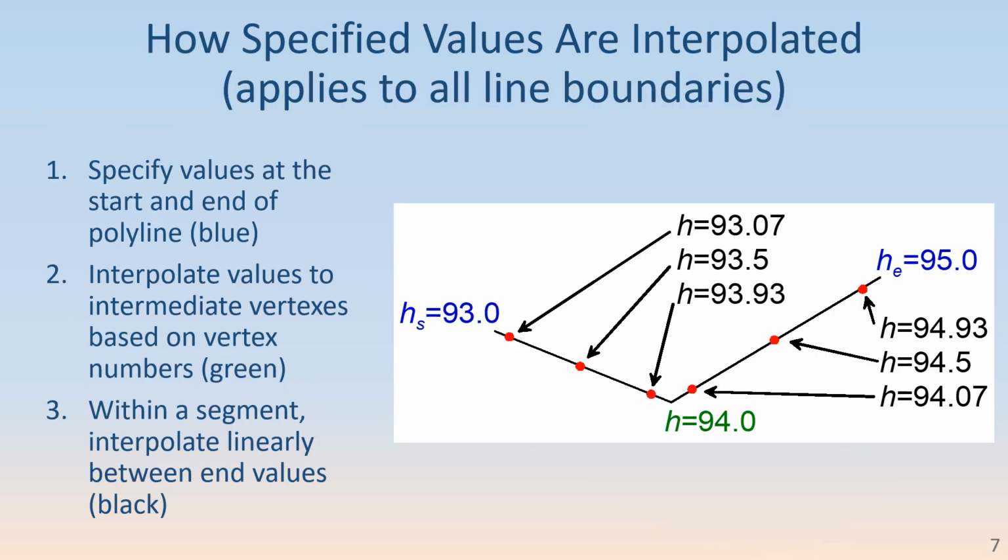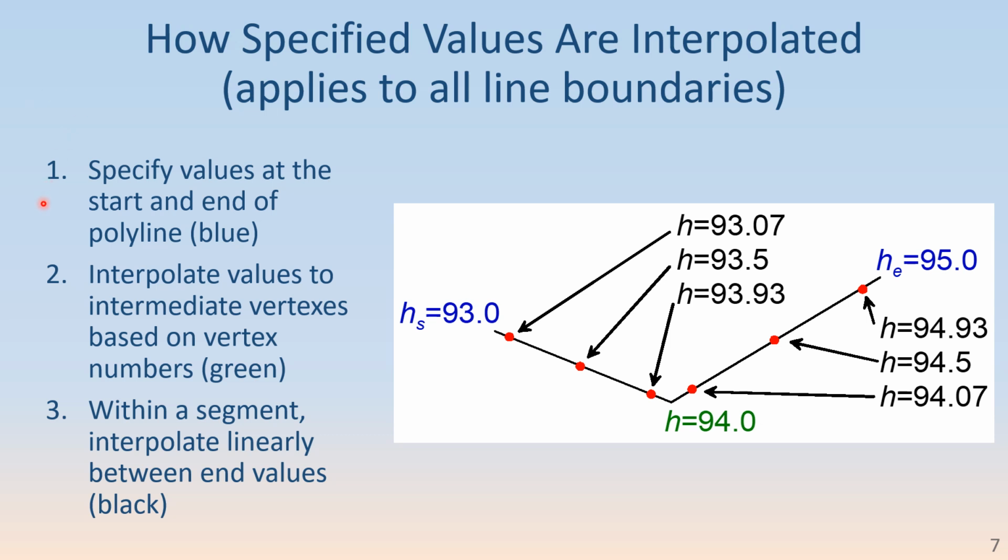In the input for various line boundaries in Anaqsim, you typically specify a value at the beginning of a polyline that forms the line boundary and at the end, the starting and the end points. And this could be, for example, the heads that you're specifying at a head specified line boundary, or the normal component of discharge for a normal flux specified line boundary.